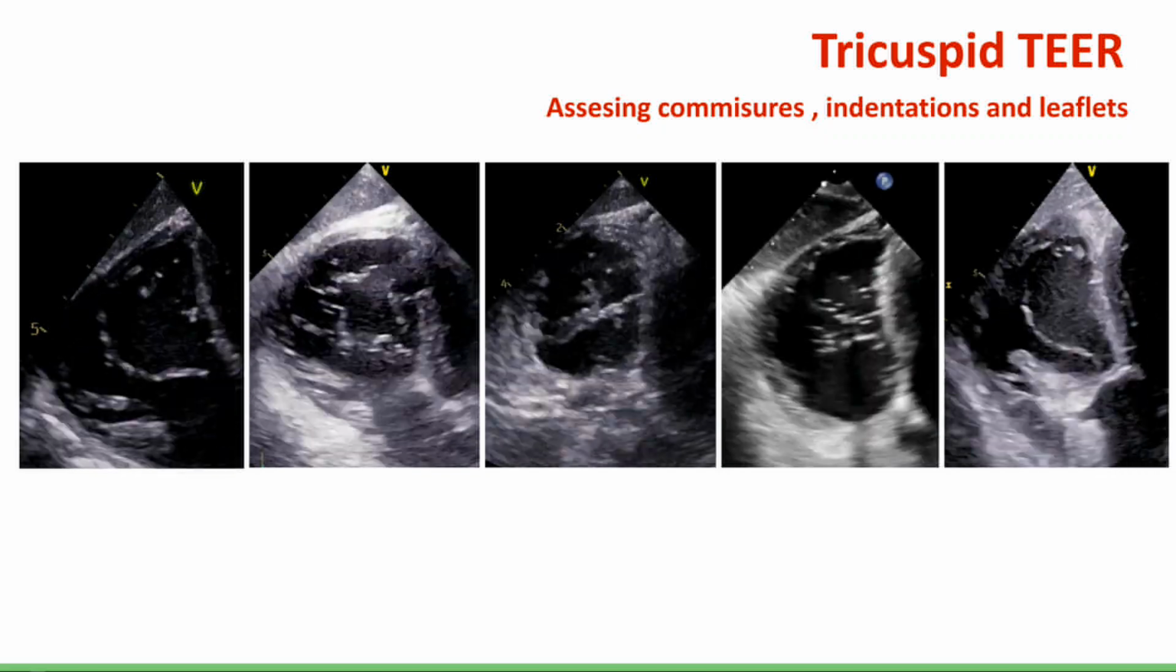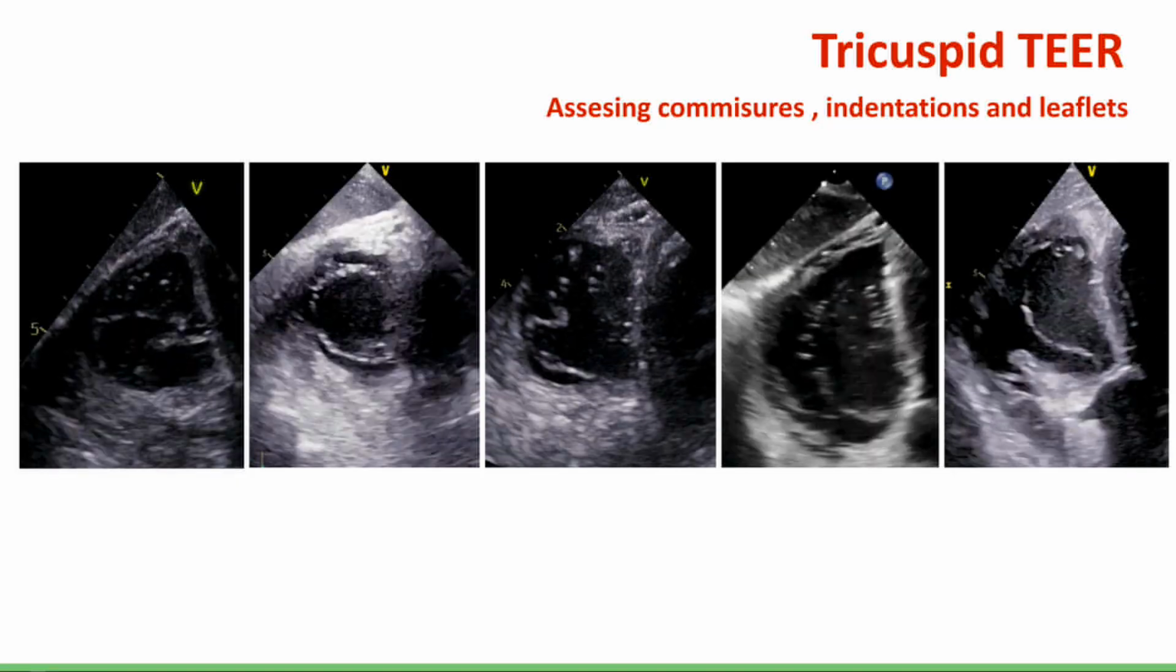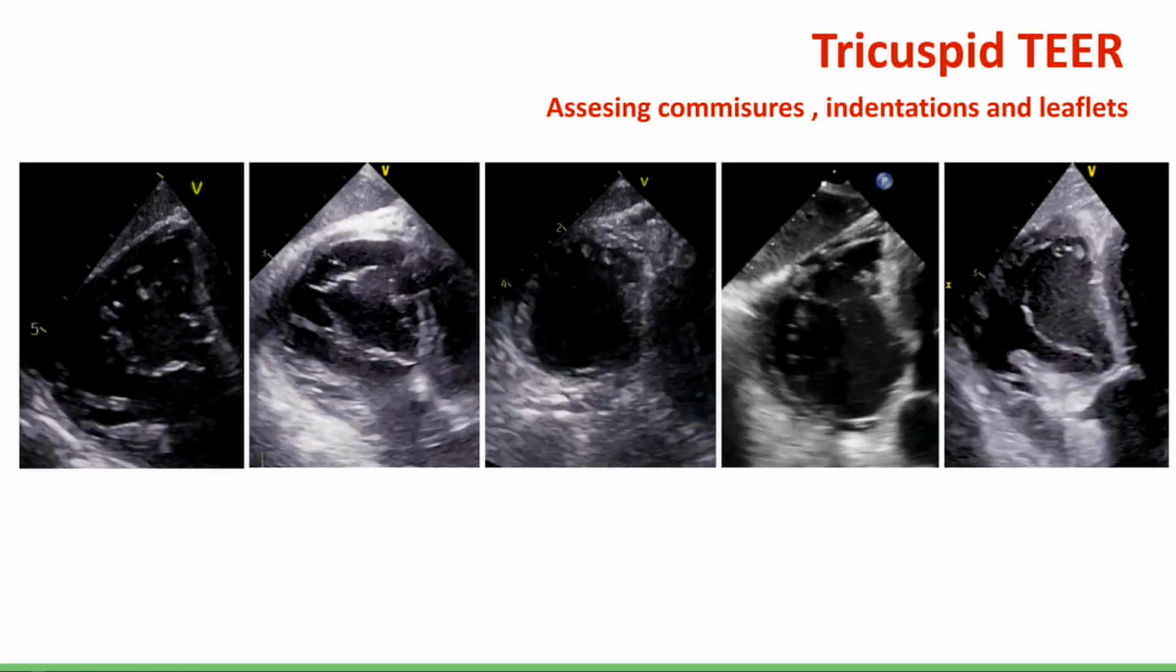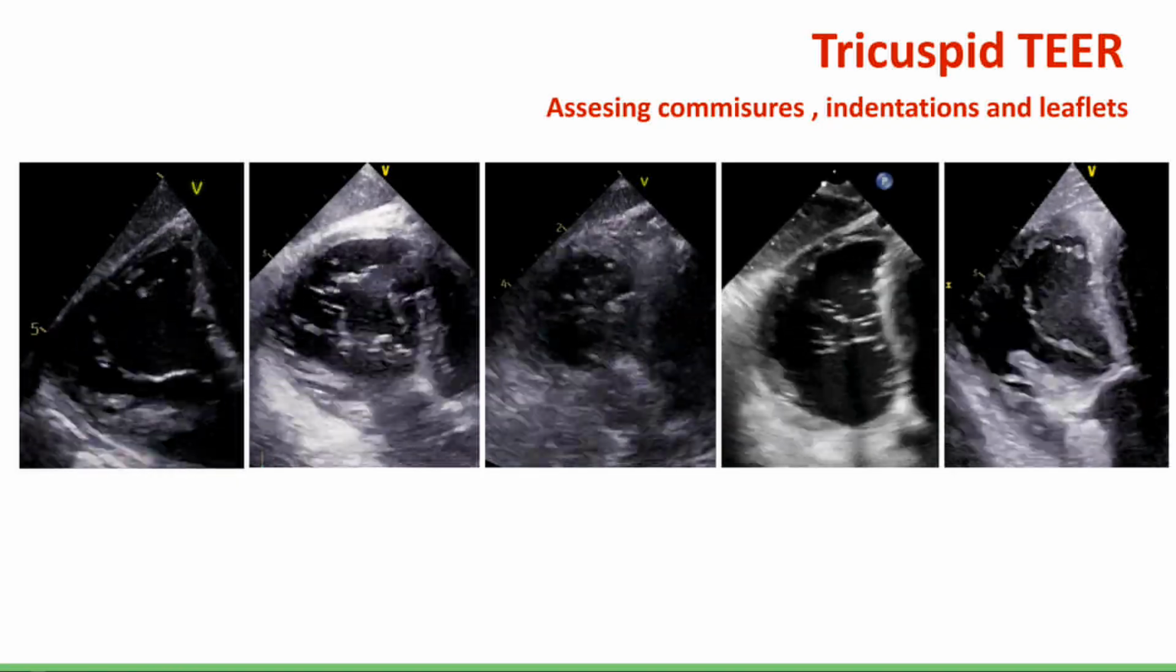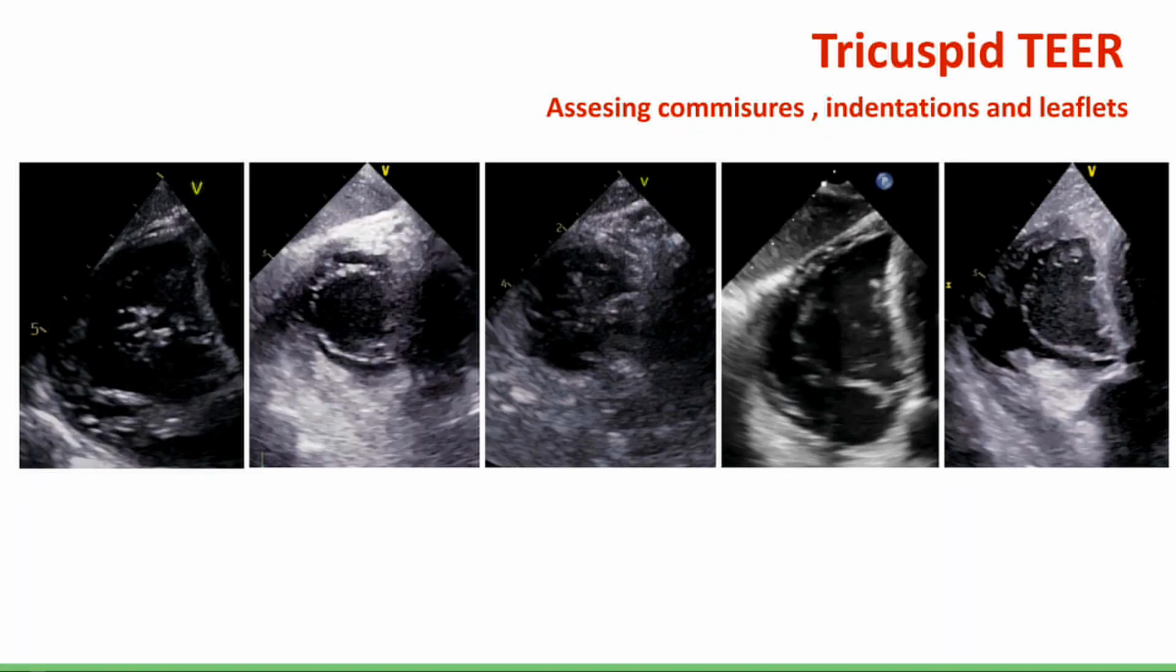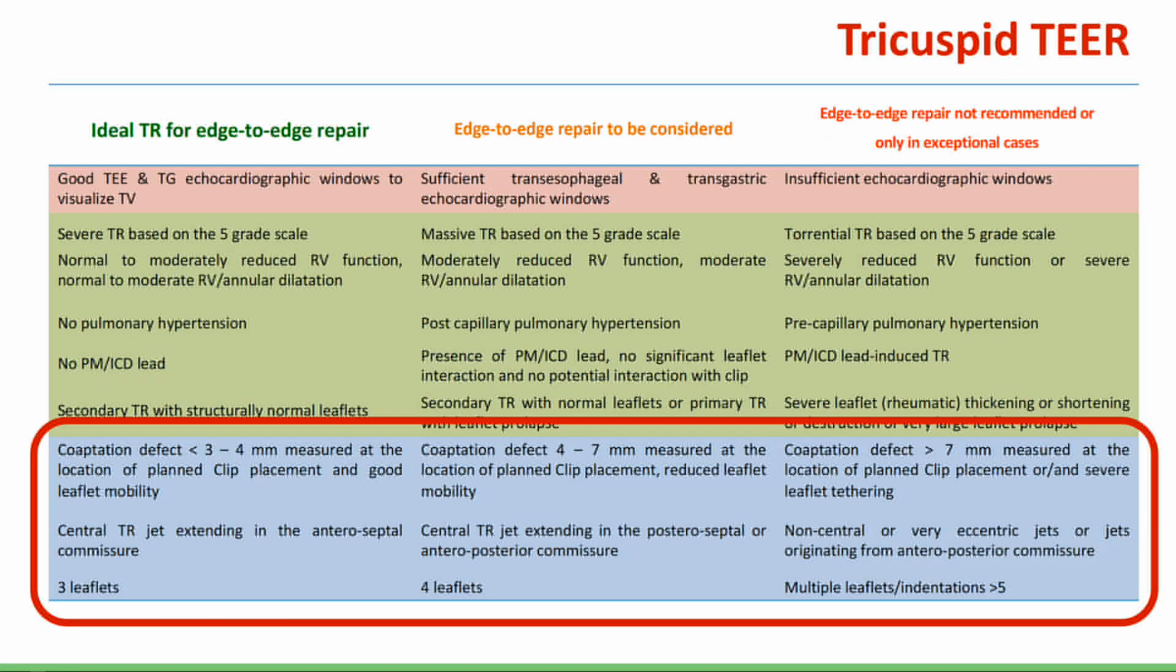And of course, if you're planning to put a clip or a device there, and if you have no tissue, that's impossible. So understanding this anatomy is crucial to our strategy when we are dealing with transcatheter edge-to-edge repair.